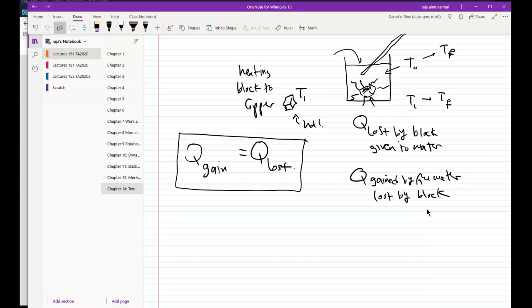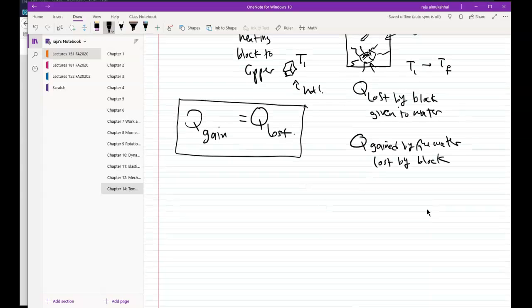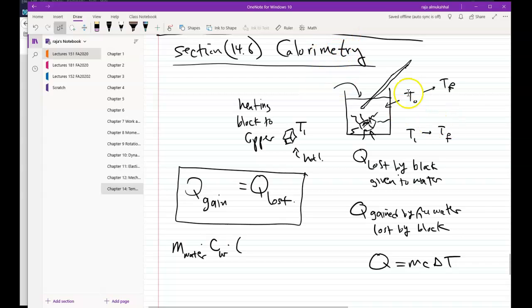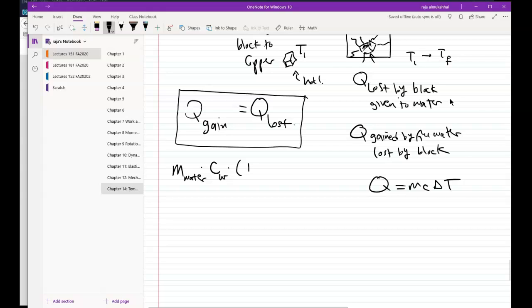So Q gain equals Q lost. Remember that Q is equal to MC delta T, so it becomes, for gain, who gained? Water gained, right? So that's going to be M for water, whatever the amount of water that we're dealing with, times the specific heat for water, times delta T for water. Remember, we started at T naught and then TF. And always subtract the two in such a way that you'll get a positive number. So it's going to be TF minus T naught, correct?